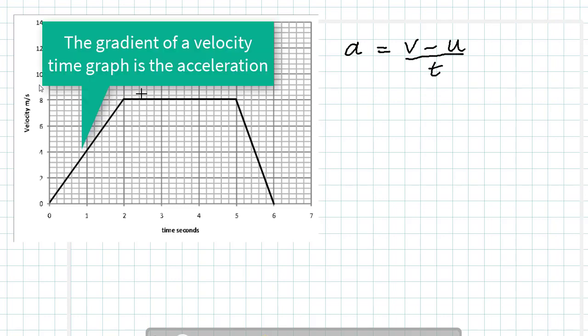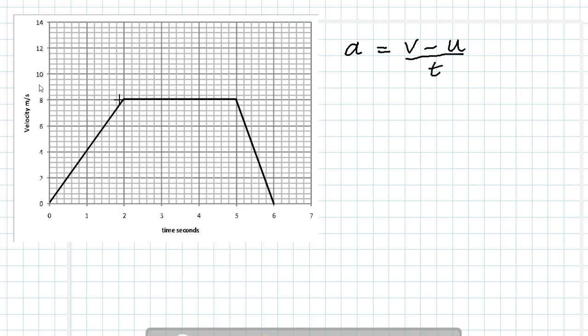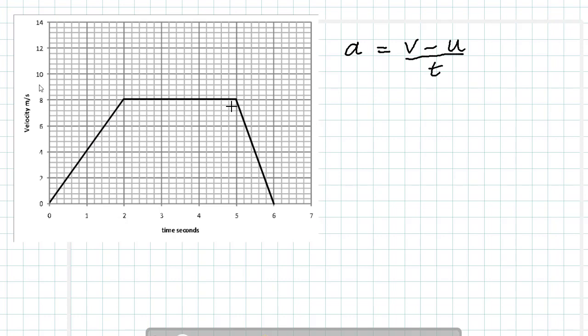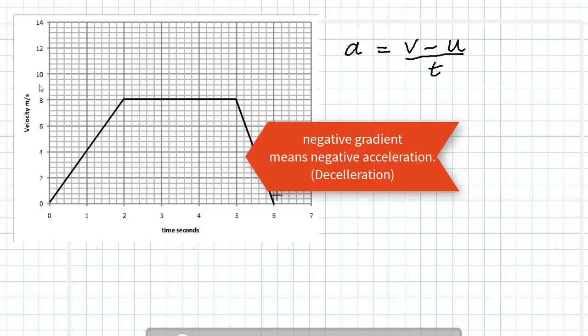And we can just have a quick look at this graph and decide what's happening. For example, in the first part of the journey, we see we're going to have a positive gradient, which means we're going to be accelerating. In the second part of the journey, we can see we're going to have no gradient, it's flat, so we're going to have no acceleration. And the final part of the journey, where it goes from 8 meters per second down to 0, it must be slowing down, or as we say in physics, it must have negative acceleration, or another way of putting that, it must have deceleration.